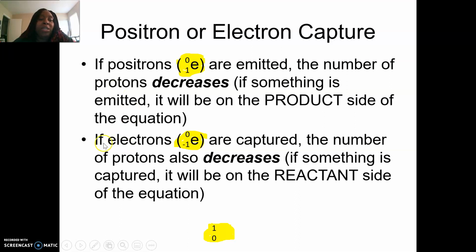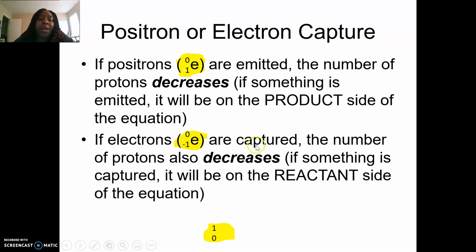The second one is, if electrons are captured, first of all, you're going to make your notation for an electron. You're going to have a lowercase e. The superscript is going to be a 0, and then your subscript is going to be a -1. Okay? What I want you to think about is up here, right? The number of protons is going to decrease, but if you look at the notation, the mass number here, or the mass, is 0, and the charge is 1, as opposed to if it's an electron, the mass is 0 and the charge is -1.